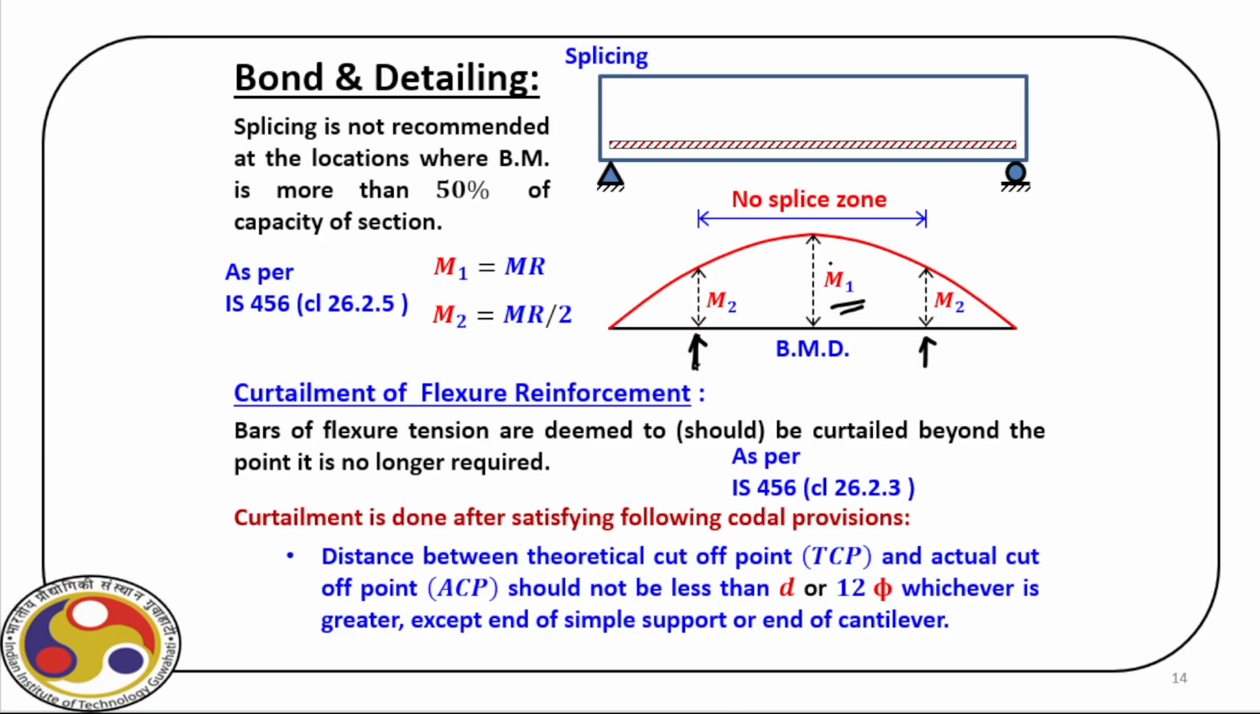Now, splicing is not recommended at the location where bending moment is more than 50% of the capacity of the section. So this is another point to be noted. For this clause, 26.2.5 tells us first you find out the bending moment over the length of this beam, and then based on the value of the bending moment, you check every section's capacity, and if the bending moment is more than 50% of the capacity of the section, then splicing is not recommended.